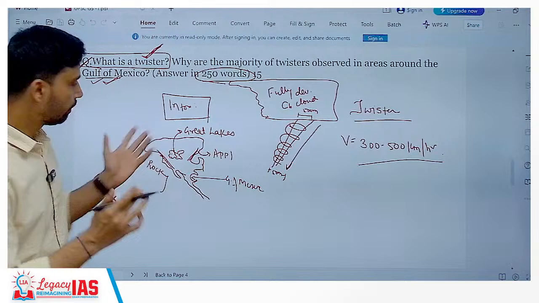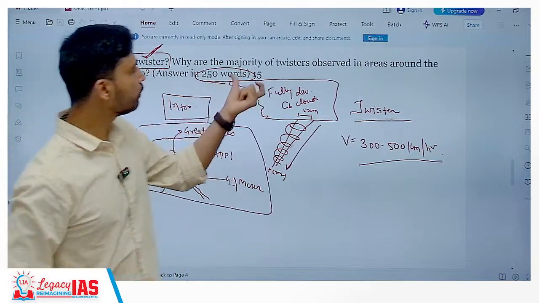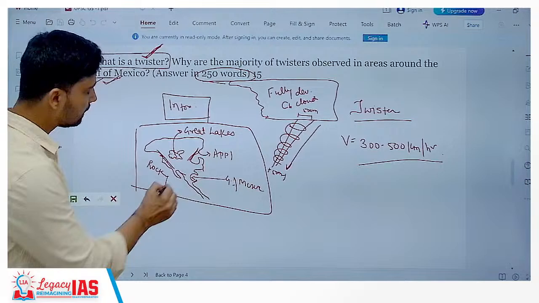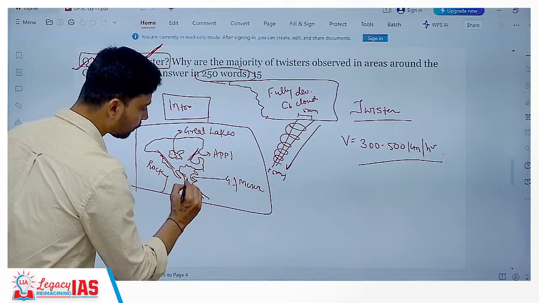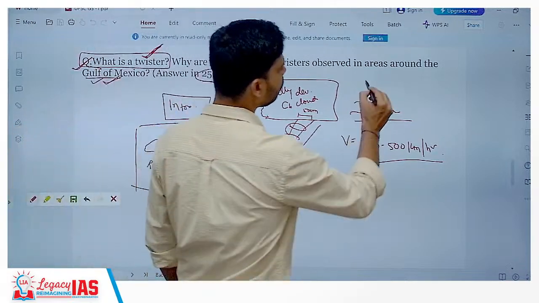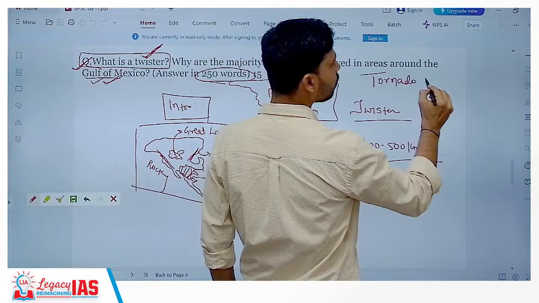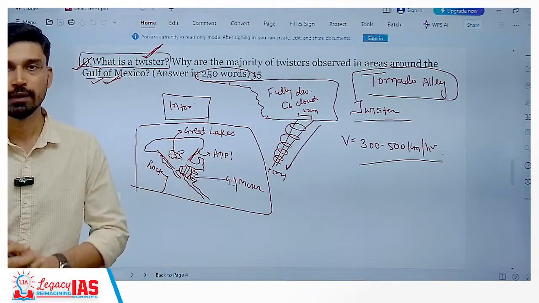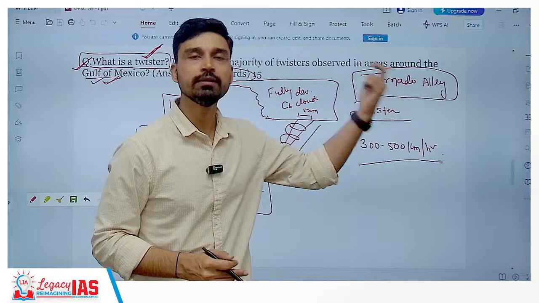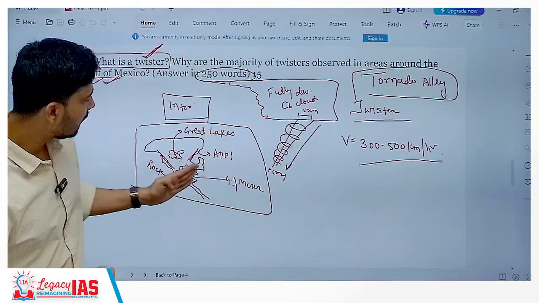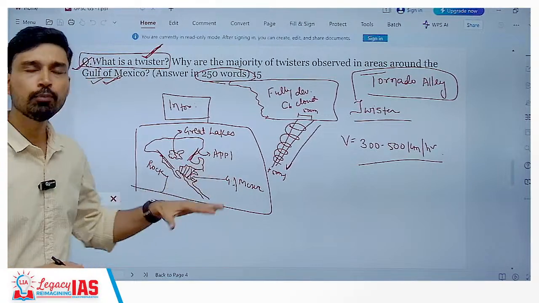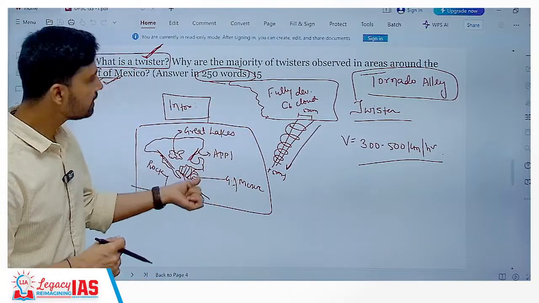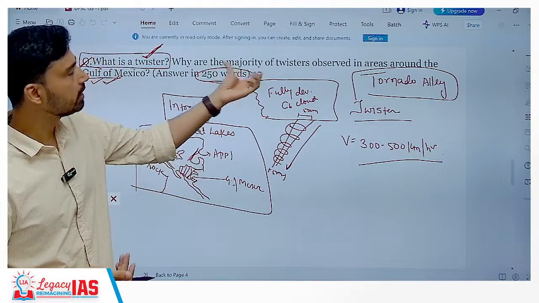Now you are basically ready to answer the second part of the question, why the majority of twisters are observed in areas around the Gulf of Mexico. Now here you can first of all show that this is the Gulf of Mexico, and it is actually this part of the USA which is also called the Tornado Alley, which experiences the highest number of tornadoes in the world. More than 90% of global tornadoes that occur on an annual basis actually take place in the Tornado Alley. So Tornado Alley extends from the Gulf of Mexico in the east all the way up to states such as Oklahoma, Kansas, Texas, North Carolina, South Carolina, and this is the region that is observing the maximum number of twisters.